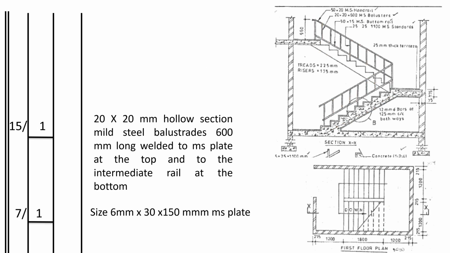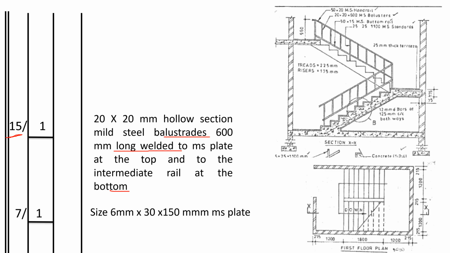All right. Then we go to hollow section mild steel balustrades, 600 millimeters long, welded to an MS plate at the top and to the intermediate rail at the bottom. So we shall go to the balusters. Balusters, we shall write them here. So the total we have got is 15. We describe them here. This is the description.